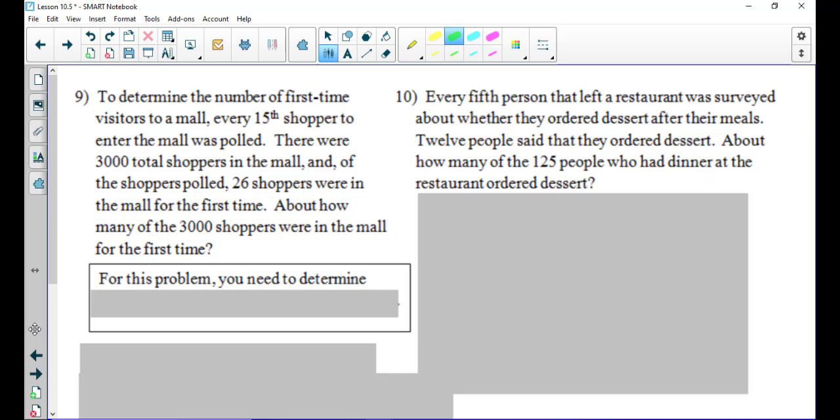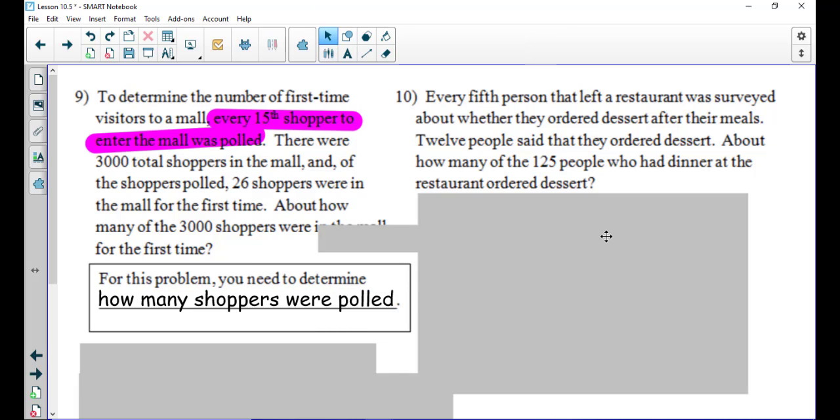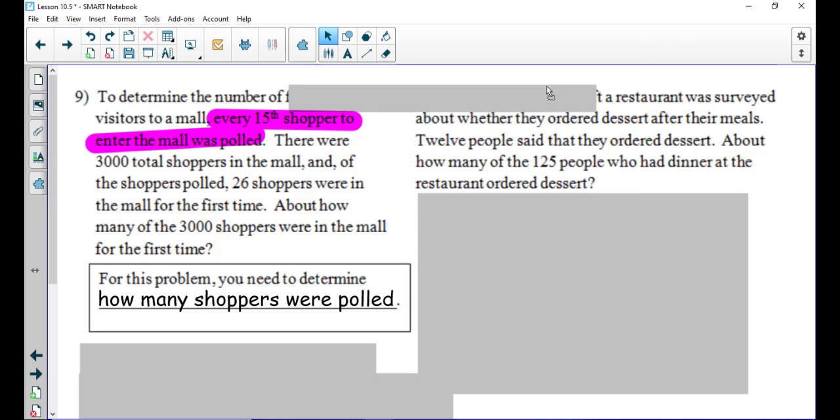All right, number 9. To determine the number of first-time visitors to a mall, every 15th shopper to enter the mall was polled. There were 3,000 total shoppers in the mall, and of the shoppers polled, 26 shoppers were in the mall for the first time. About how many of the 3,000 shoppers were in the mall for the first time? So what's missing in this problem is how many shoppers were polled. We know that every 15th shopper to enter the mall was polled. And we know that 3,000 total shoppers entered the mall. So we need to figure out how many of the shoppers were polled.